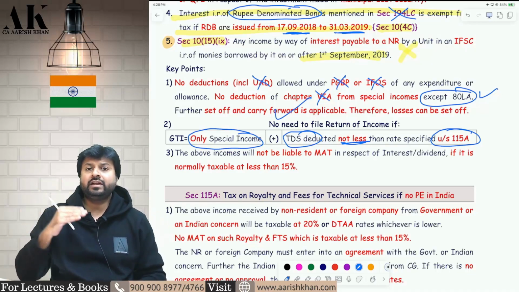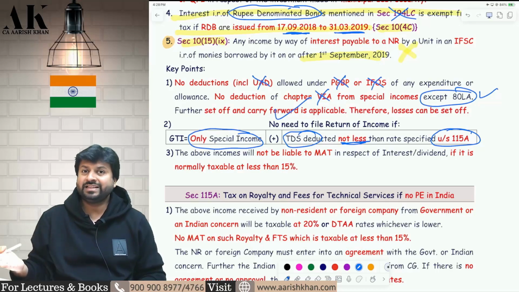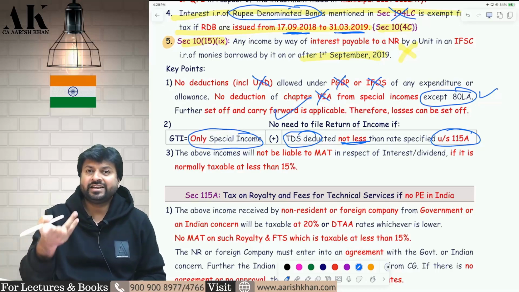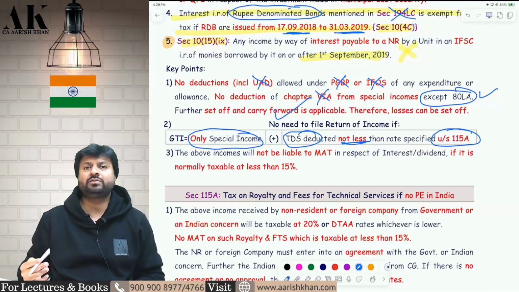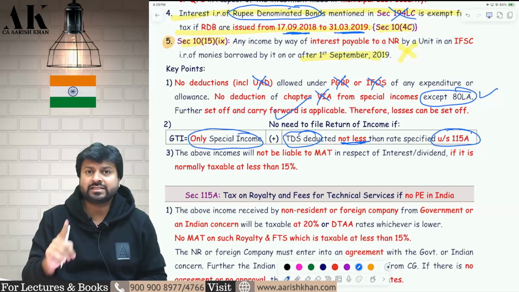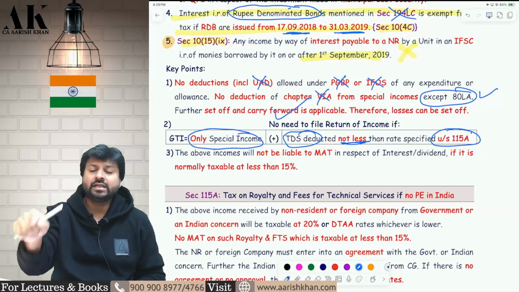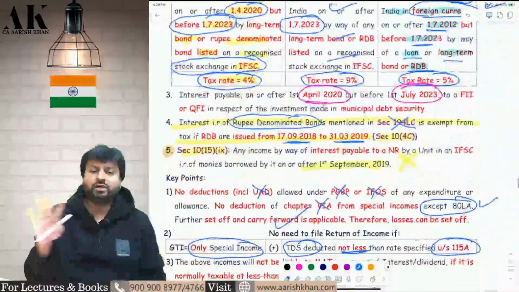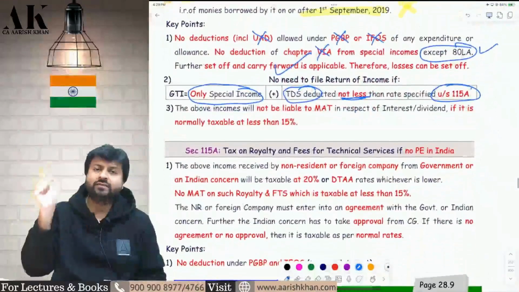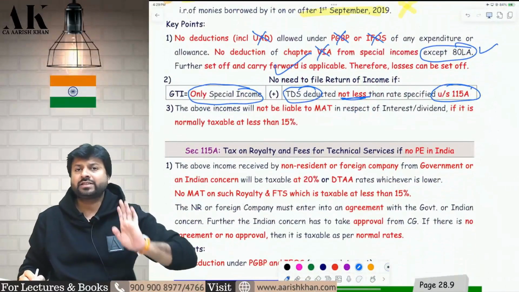But yes, if in DTAA the rate is lower, then you have to apply that rate. Suppose in income tax law the rate is 20% and in DTAA it is 18%, then you have to deduct TDS as per 18%. So in that case, the assessee is liable to file the return. But if the TDS is deducted as per 115A rates, whatever rates are mentioned over here, then there is no need to file the income tax return if you earn only this income. I hope it is clear to all of you.